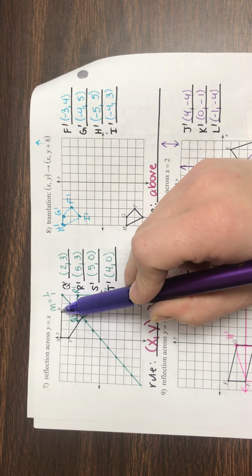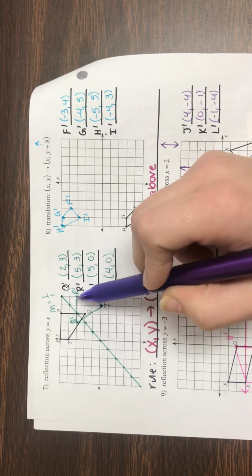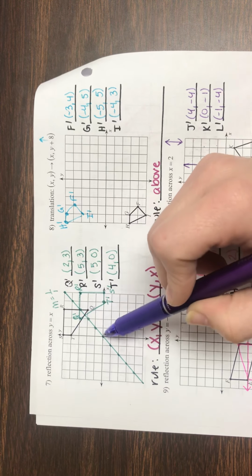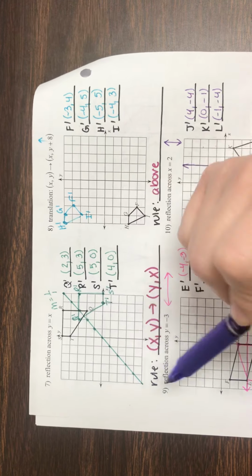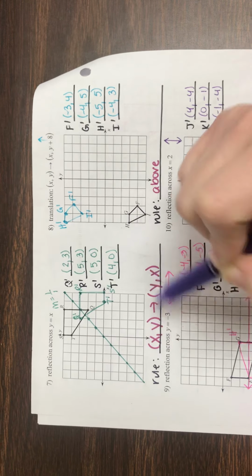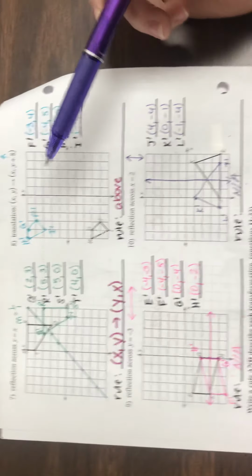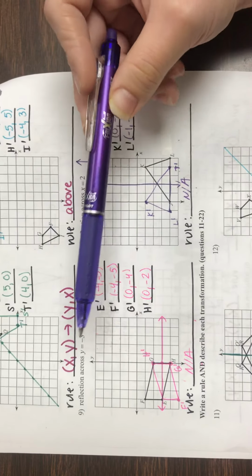R, up 2, so I've got to go right 2. Should look like it's a reflection of that image. T, I've got to go up 4, so I'm going to go right 4. I do that for each of my points, or remembering the rule. Translations, I can just count them on my graph to find where they should go. Same thing with these reflections.